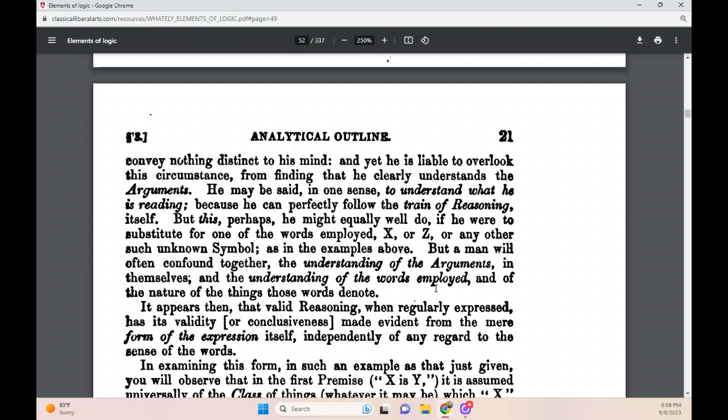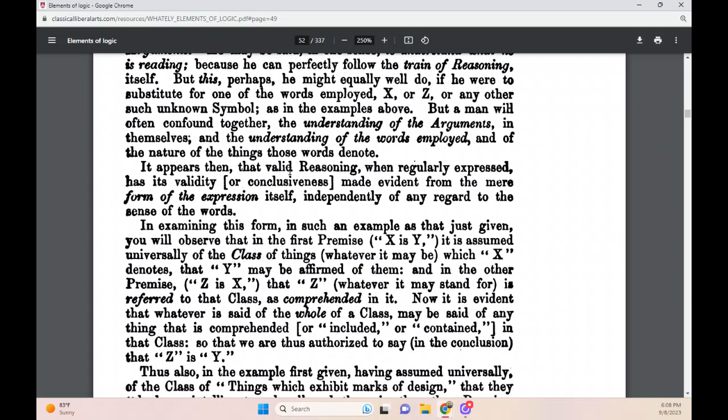In classical reasoning, our first concern is understanding the reasoning itself. We can't even always determine whether the statements are true or not, but we can tell if the conclusion follows from the premises. It appears then that valid reasoning, when regularly expressed, has its validity or conclusiveness made evident from the mere form of the expression itself, independently of any regard to the sense of words.